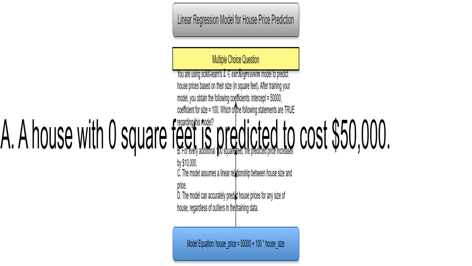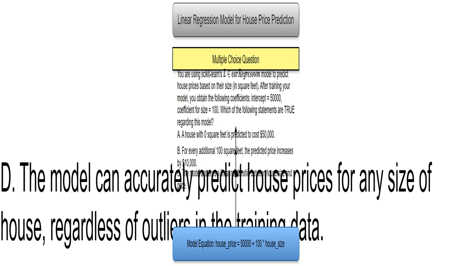Absolutely. Linear regression, by its very nature, assumes a straight line relationship between the variables. This means the increase in price is consistent for each additional square foot of house size. This statement is false because outliers, unusual data points, can significantly skew the results of a linear regression model, affecting its accuracy across different house sizes.